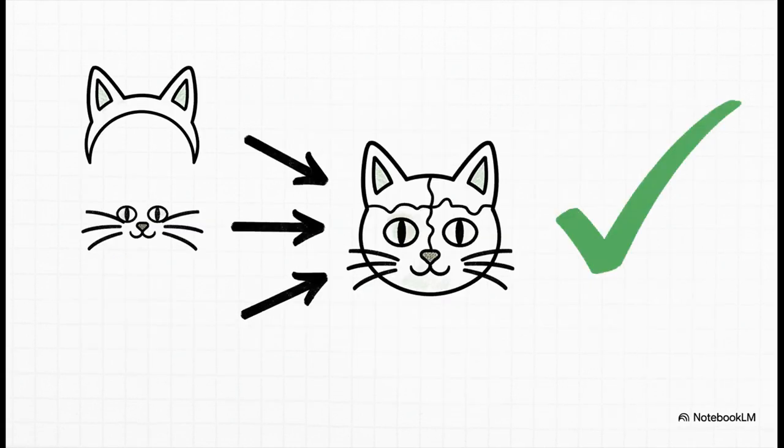And finally, we get to the output layer. This is the big boss. It takes all of these collections of parts, the ears from one neuron, the whiskers from another, the eyes, and it puts the whole puzzle together. It sees all the components and then, probably using that softmax function we talked about, it confidently declares a winner. Yep, that's a cat.